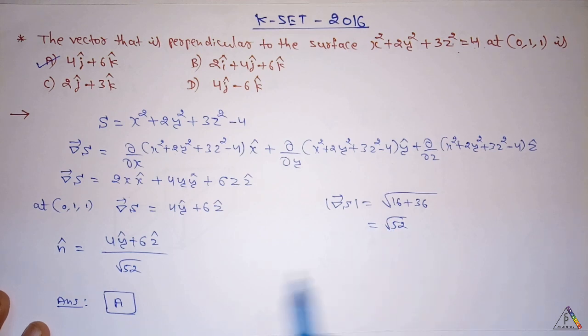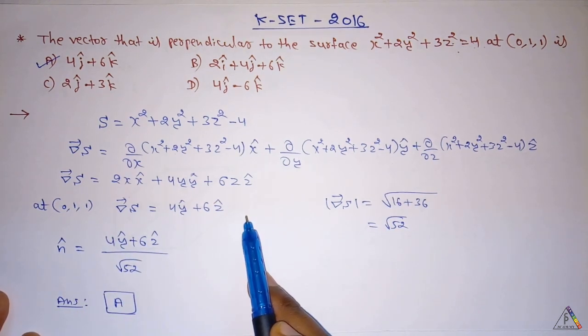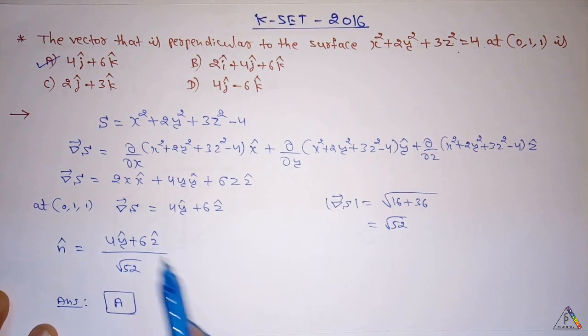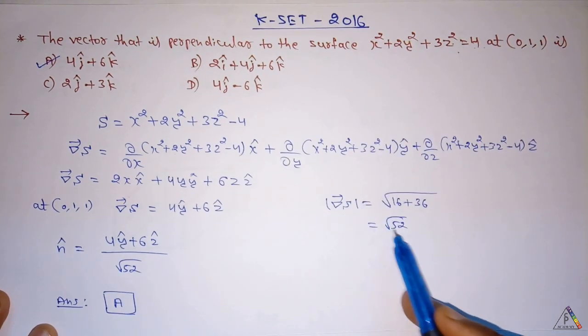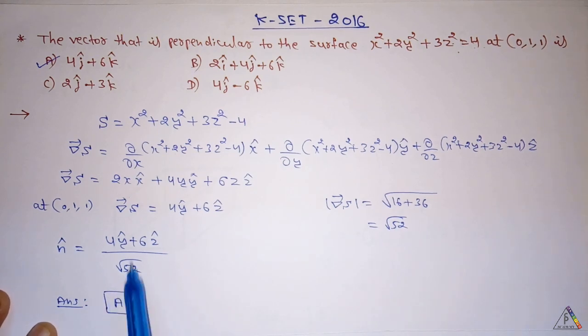If we want to find the unit vector along this vector del bar s, it is the vector divided by the magnitude of this vector, which is root 52. Therefore, for this question, the answer is A option.